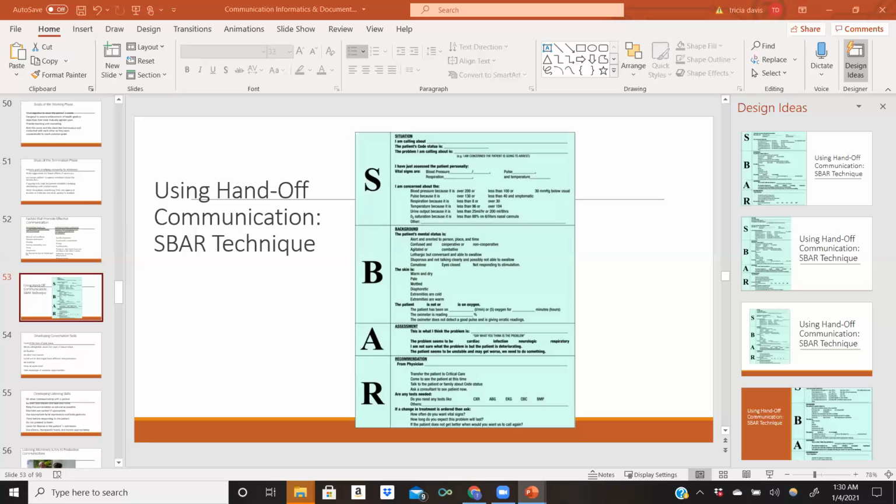So the background is the patient's mental status. Are they alert and oriented? What is their skin like? The patient is on 2 liters of oxygen, or they're on room air. Their pulse ox is 92. This is just the background based upon your situation, more information that you want to give. And then you want to talk about your assessment.